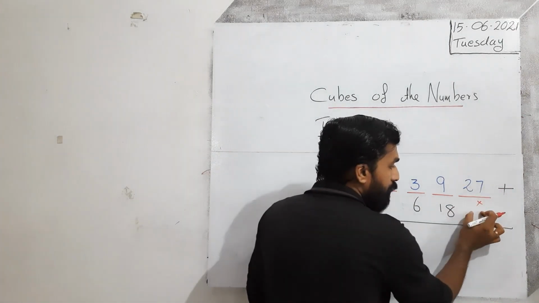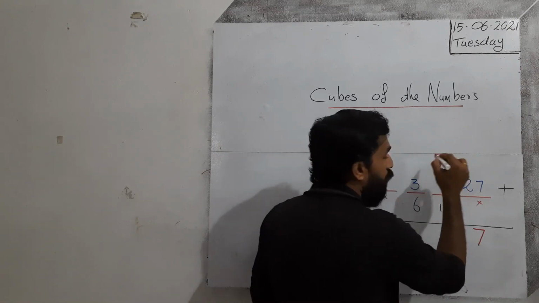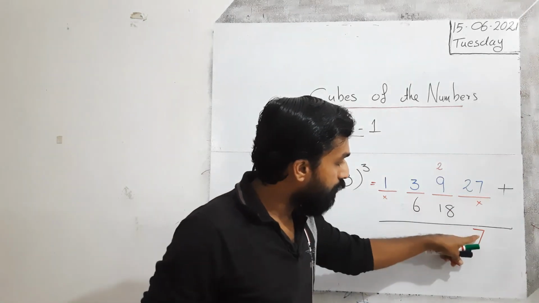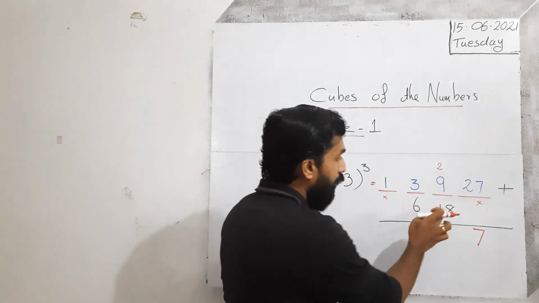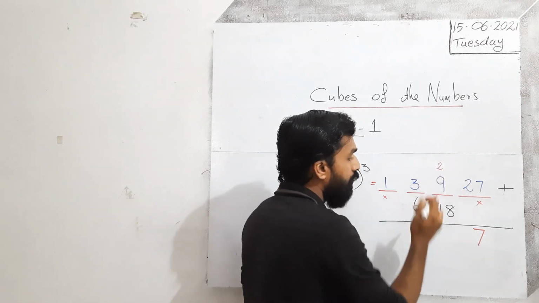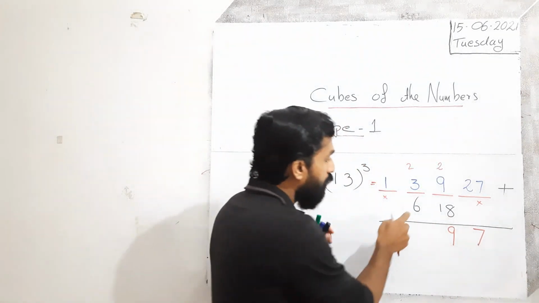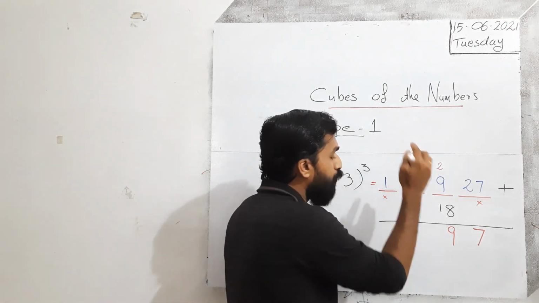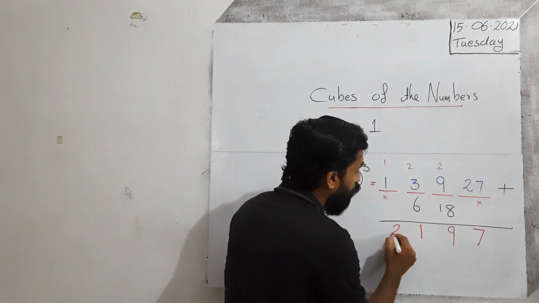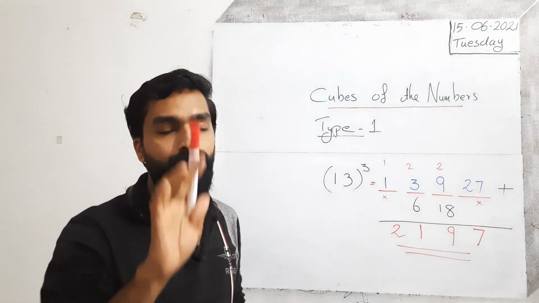Here 27 plus 0 is equal to 27. So we write 7 and carry over 2. Then 18 plus 2 is equal to 20, plus 9 is equal to 29. So we write 9 and carry over 2. Then 6 plus 3 is equal to 9, plus 2 is equal to 11. We write 1, and 1 comes here. 1 plus 1 is equal to 2. So the answer is 2197.